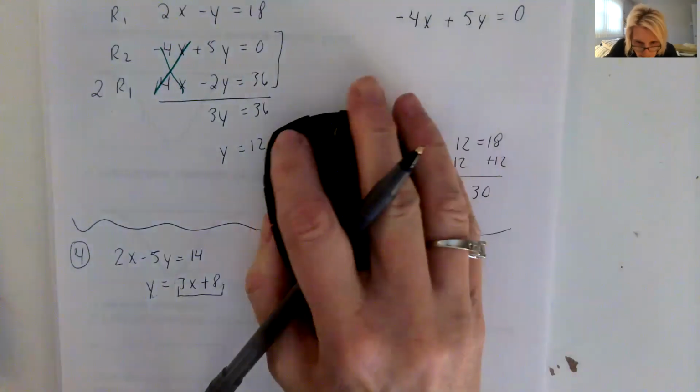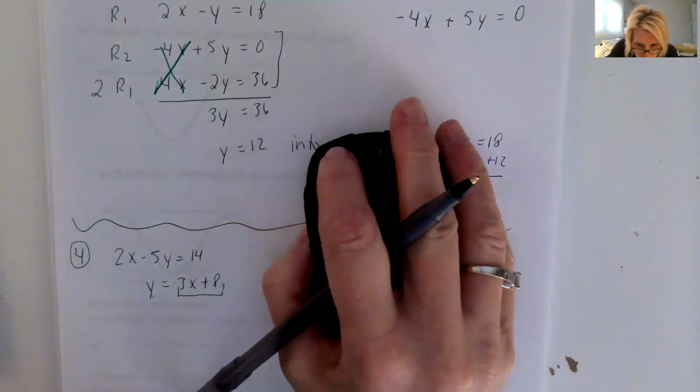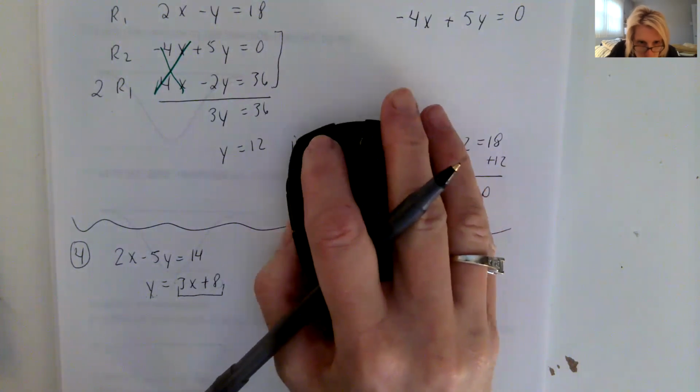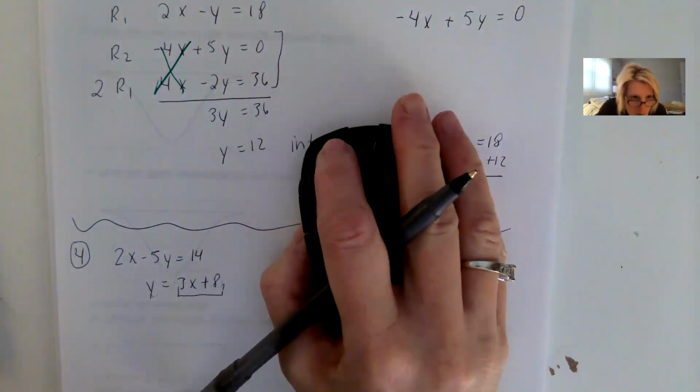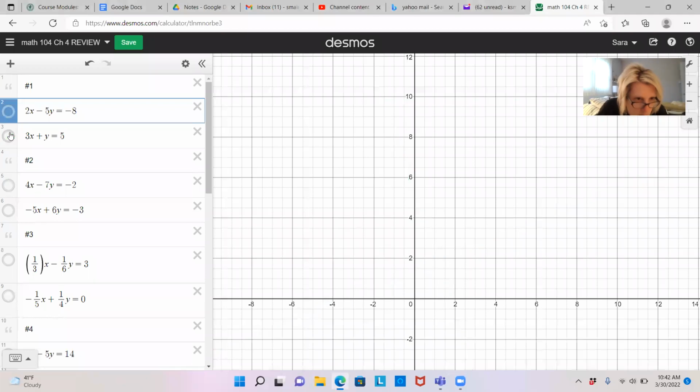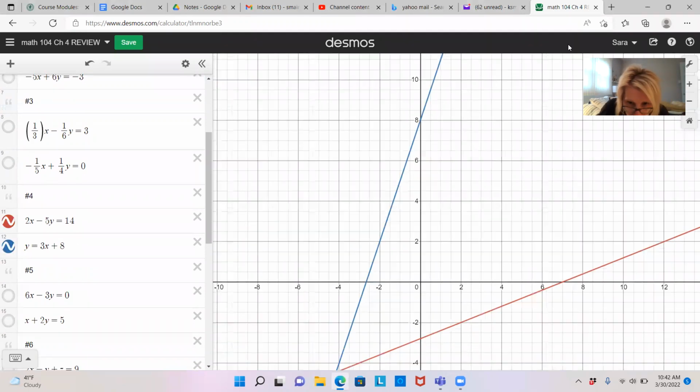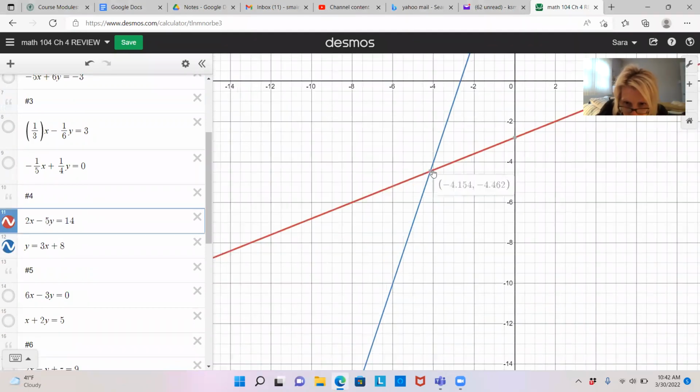You can see this, that's in fraction form. So let's just go so you can see how you would do this in Desmos. I'm going to turn off the ones that I was using, and this is question number 4. So we're going to go down to 4 and turn on those graphs. And then we're going to scroll to where they intersect.